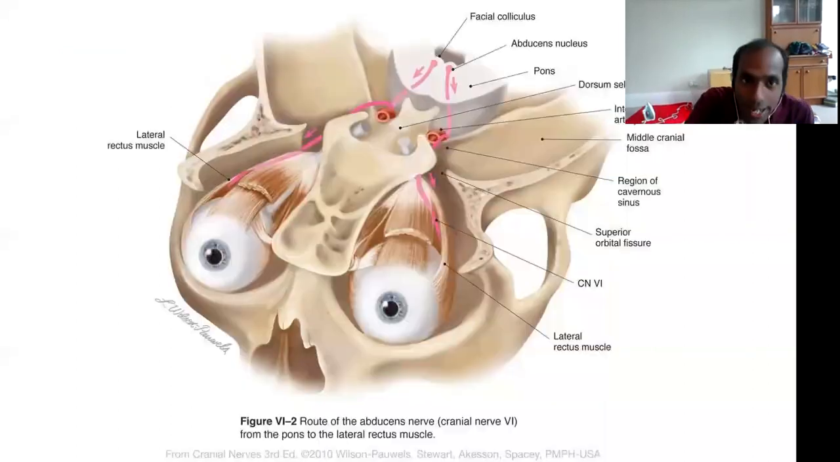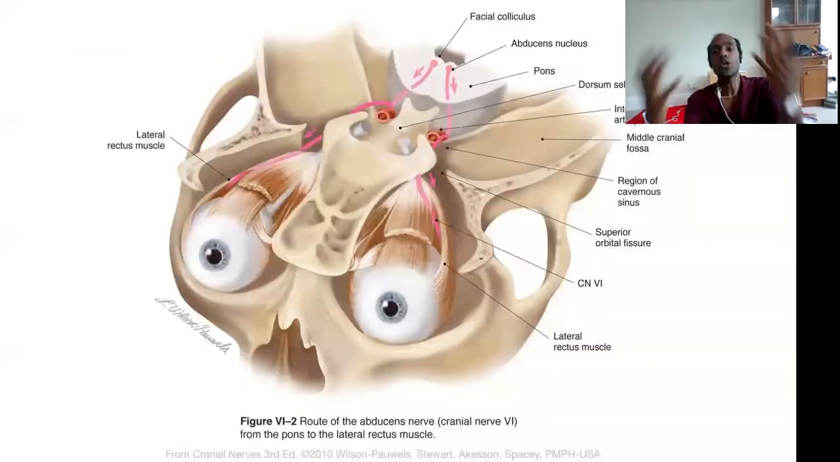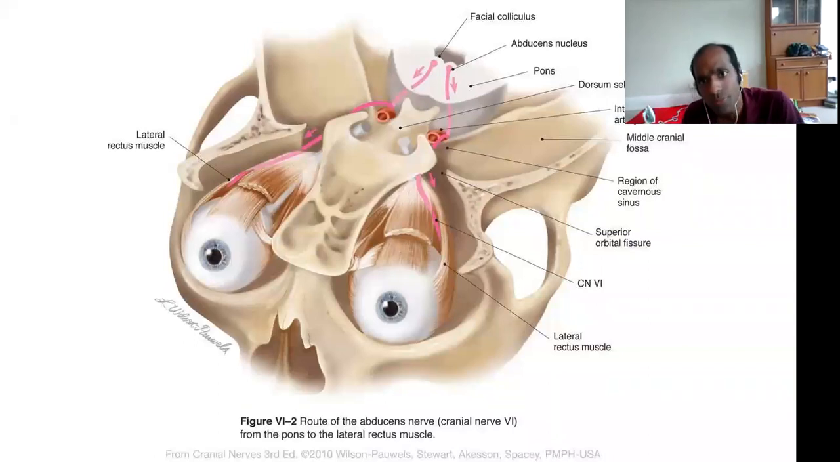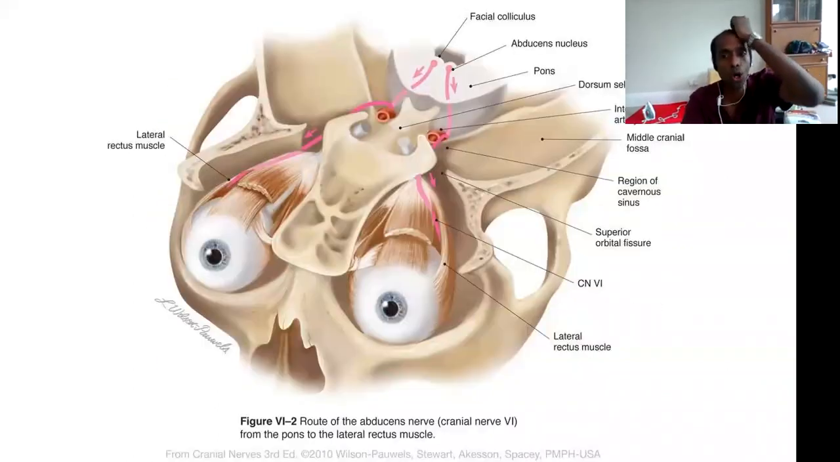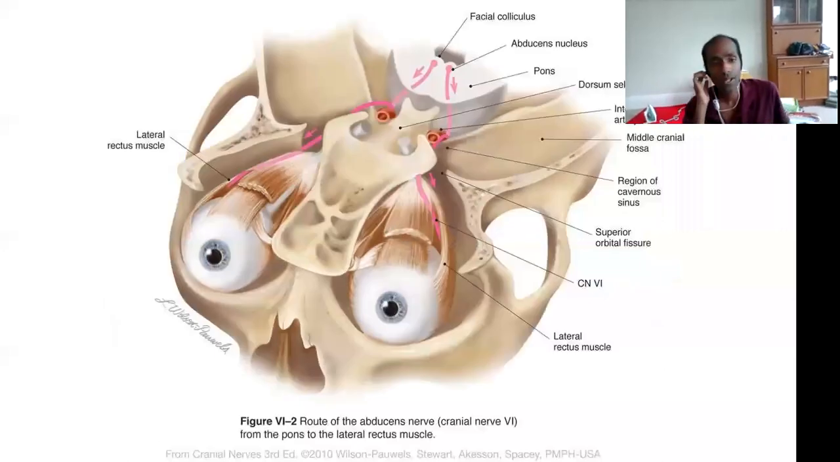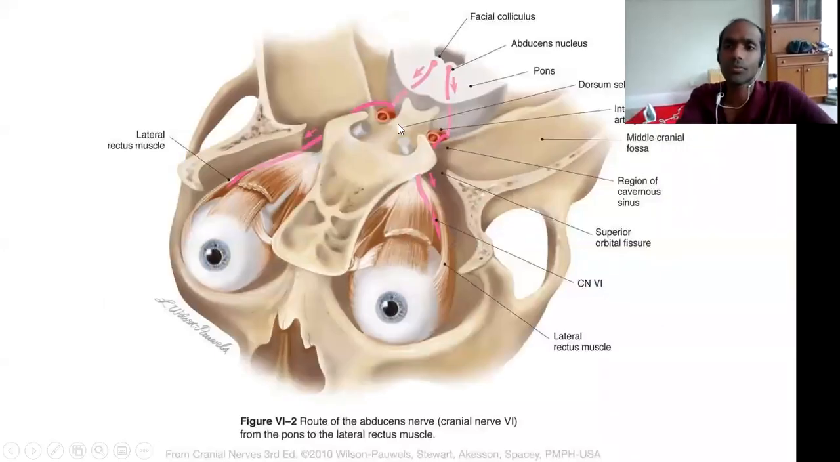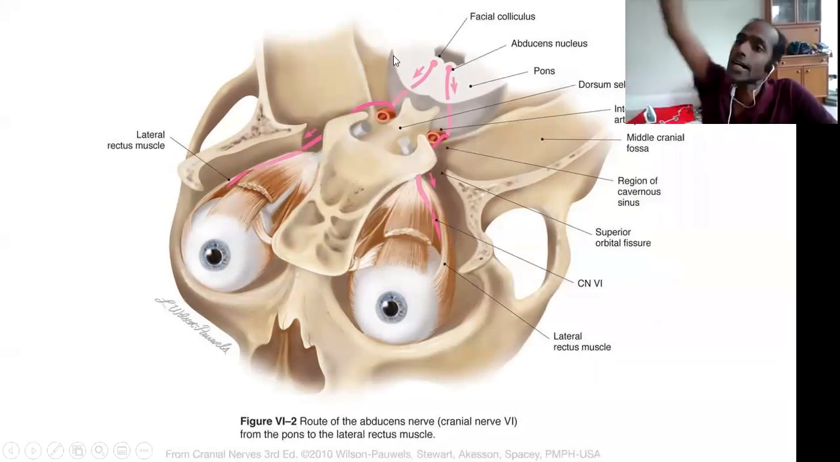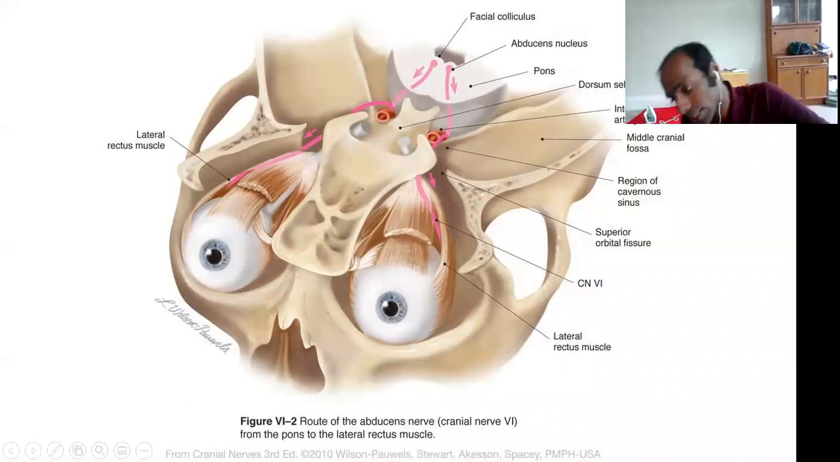Again, you need to ask yourself, where in the pathway is this lesion? Just saying it's a 6th nerve palsy is not going to help your cause. You need to tell us where the lesion is. Again, very, very simple. The 6th nerve starts in the pons. So 3rd nerve in the midbrain, 6th nerve in the pons.